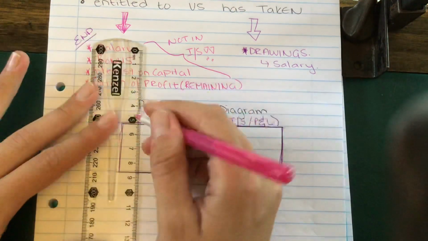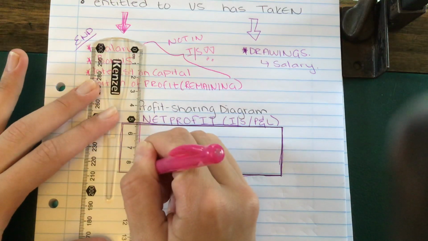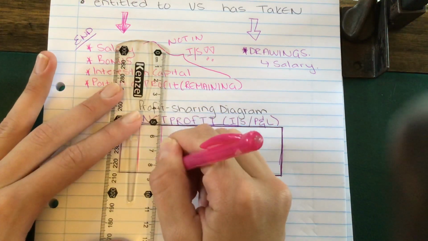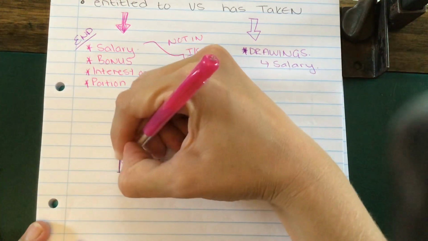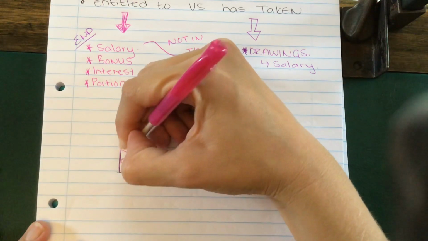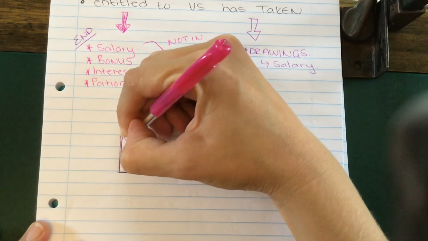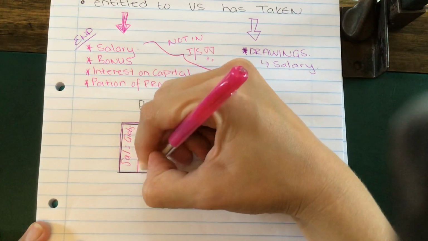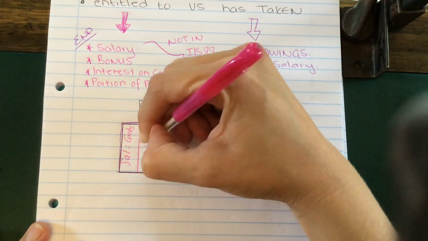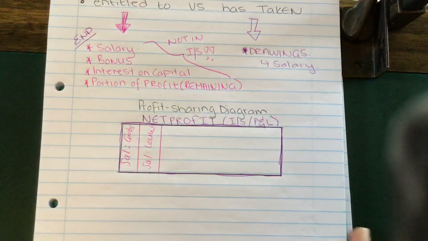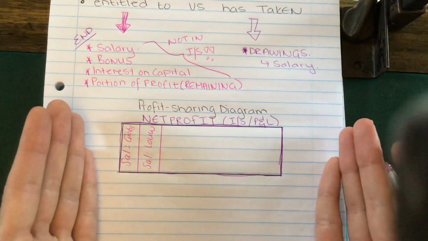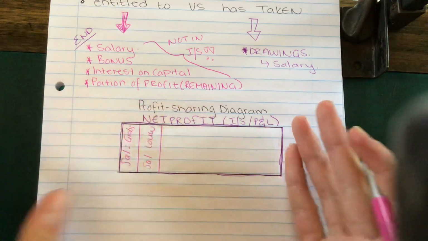So, for example, we have to give a salary to both partners. So let's say salary for Grobs and a salary for Low. Okay, so that's the first thing we have to do. What can you see is starting to happen to our profits? It's obviously becoming smaller, okay?